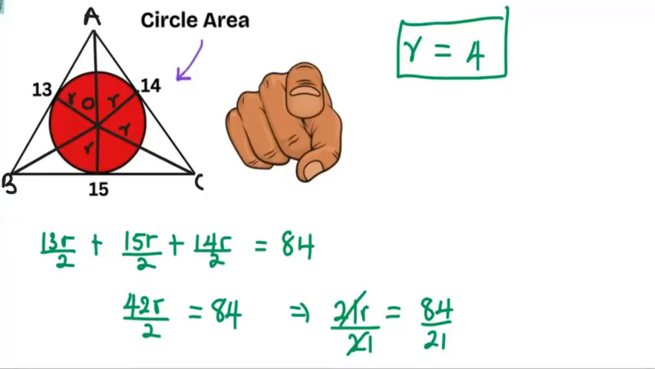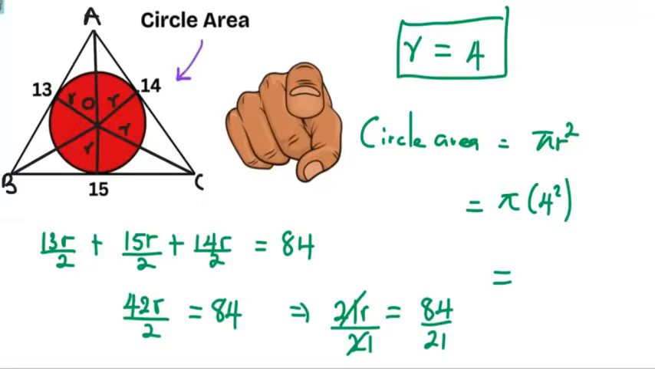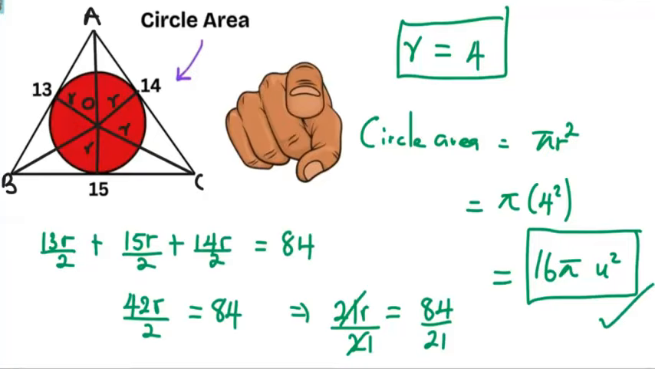Okay, but our problem here is how to find the circle area, right? So to get the area of the circle now, we're going to use the formula for the area of a circle. The area of the circle is equal to pi r squared. And this gives us pi times 4 squared, which is 16 pi square units. And this right over here is the required answer.